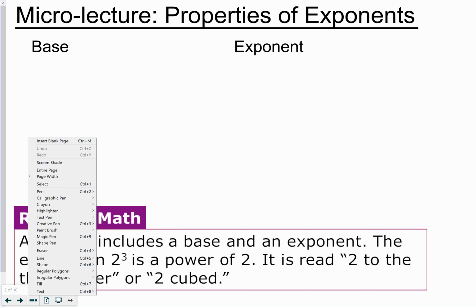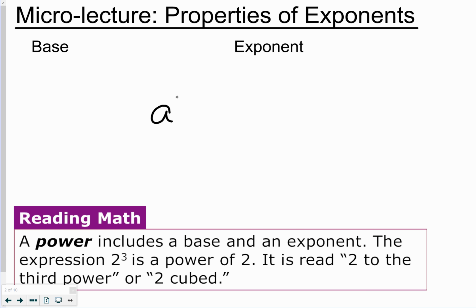So let's go ahead and review some vocab here so we know what we're talking about. If I have a raised to the exponent of n, or the power of n, the base is always going to be that larger number. The base is always going to be the larger number.